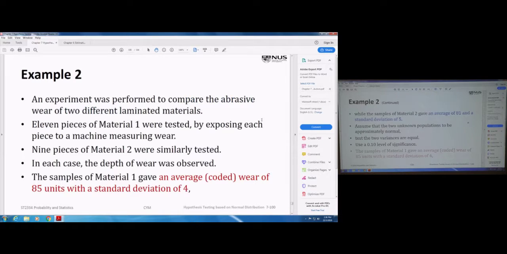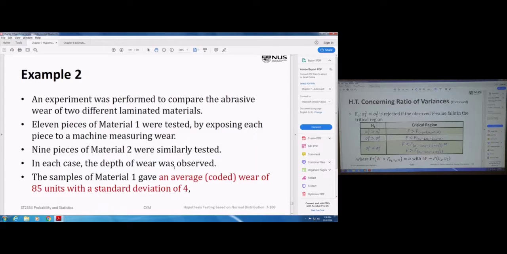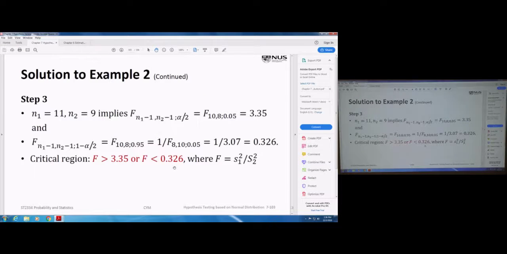other part of the rejection region, it's this one. So that's whatever that was, 11 minus 9 or whatever it was. 11 and 9. So this is this value, so F10, 8, 0.95. So remember, we have a relationship between these F quantiles. That's exactly 1 over F. But now we've flipped these around, 8 and 10, and we have 0.05. Okay. And this one you get from the table is apparently 3.07. So the other part is 0.326.